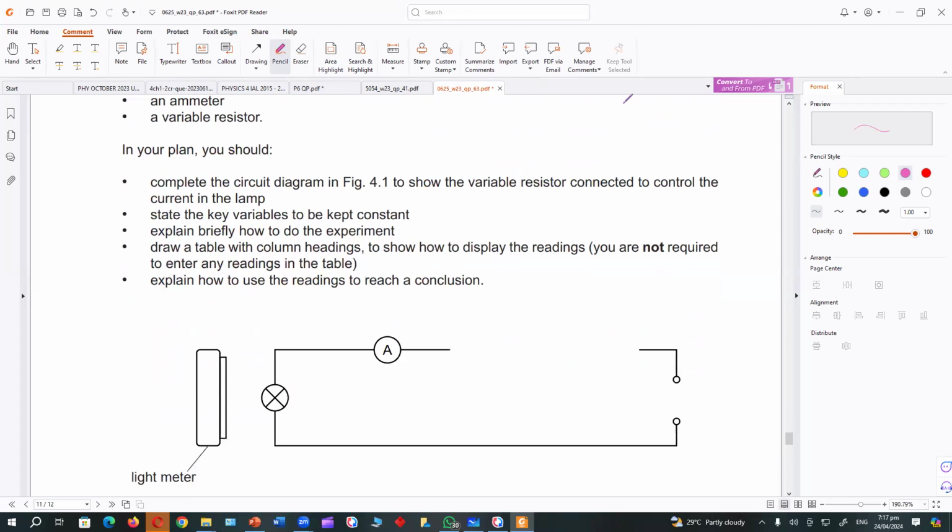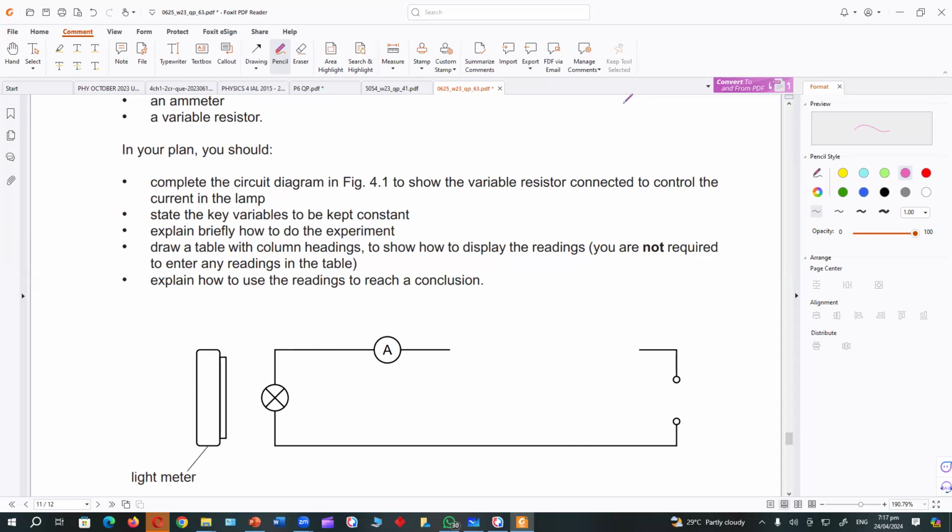In your plan, you should complete the circuit diagram to show the variable resistor connected to control the current. State the key variables to be kept constant. Explain briefly how to do the experiment. Draw a table with column headings to show how to display the readings. You are not required to enter any reading. Explain how to use the readings to reach a conclusion.